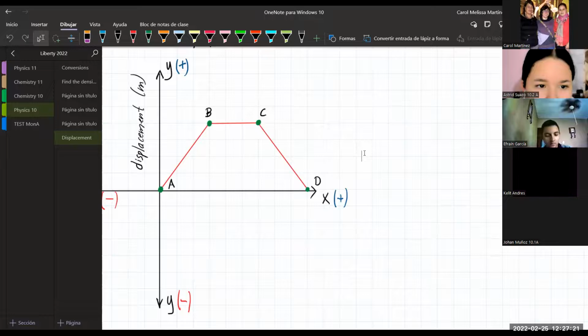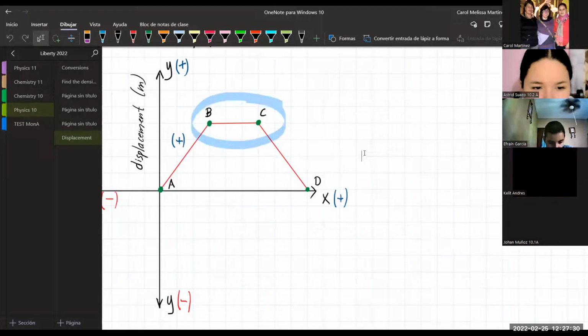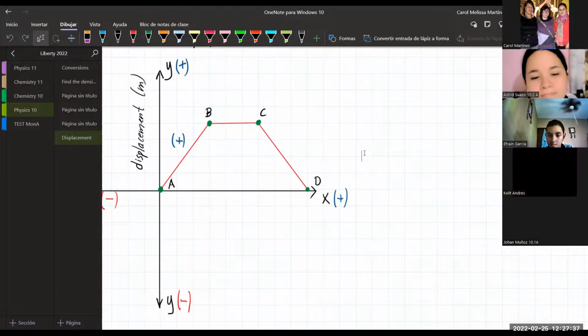I'm going to explain to you why. Now, from B to C, what kind of slope do I have over there? Positive, negative, or zero? Zero. In this case, zero. We say that there is no slope. And from C to D, do I have a positive, negative, or zero slope? Negative.